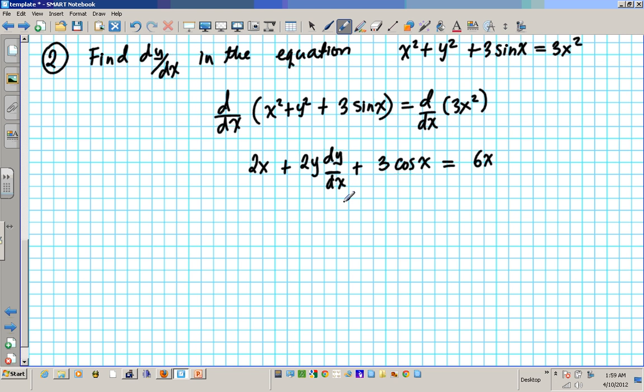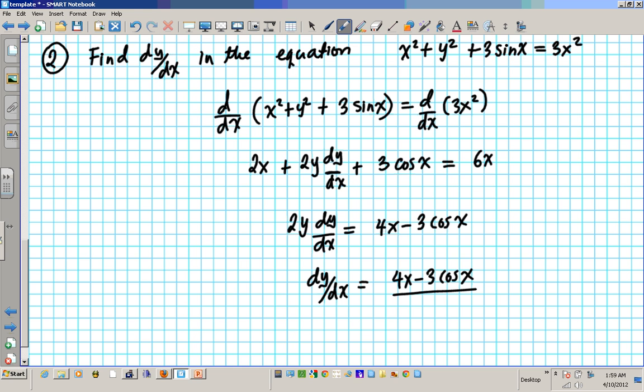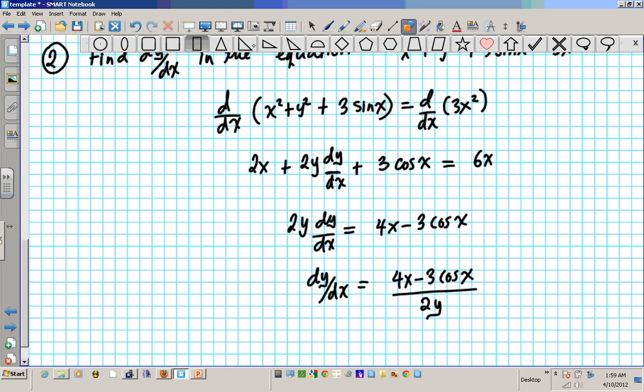Alright, so now let's isolate dy/dx. We subtract these two terms from both sides. So we have 2y dy/dx equals 4x minus 3 cosine x. Alright, divide both sides by 2y, you get your final answer. dy/dx equals 4x minus 3 cosine x over 2y. Okay, so there goes your final answer.